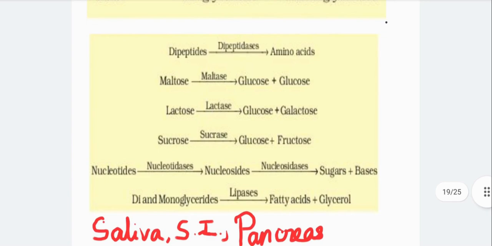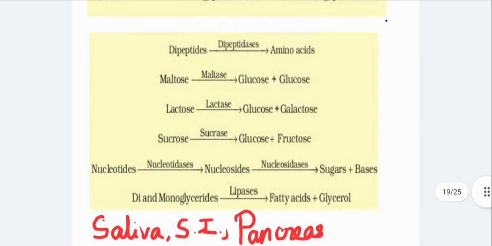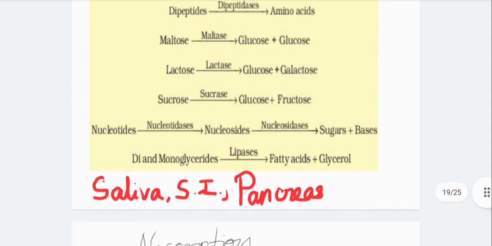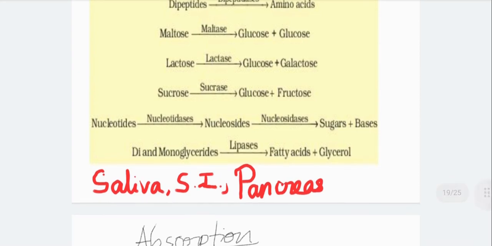Now the final digestion: dipeptides are converted to amino acids, or monopeptides, with the help of dipeptidase. Maltose into glucose plus glucose by maltase. Lactose into glucose plus galactose by lactase. Sucrose into glucose and fructose by sucrase. Nucleotides, which were converted to nucleosides, are now converted to sugars and nitrogenous bases. The mono and diglycerides are converted into fatty acids and glycerol by lipases.